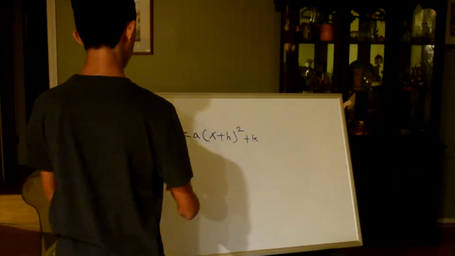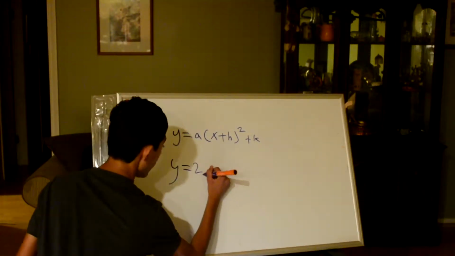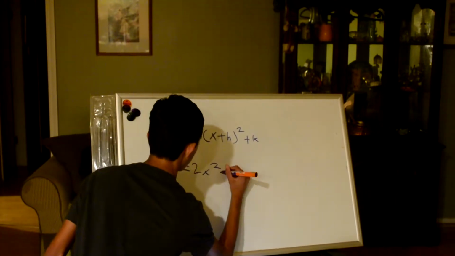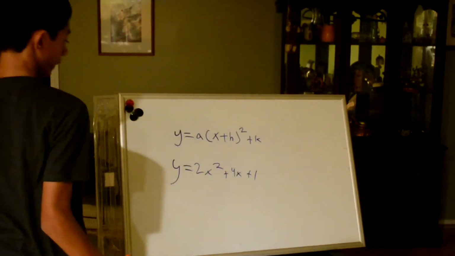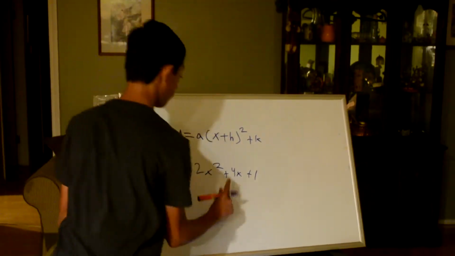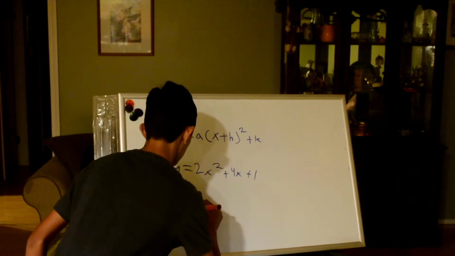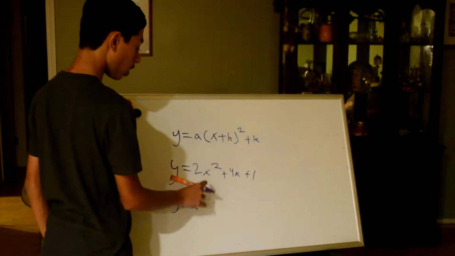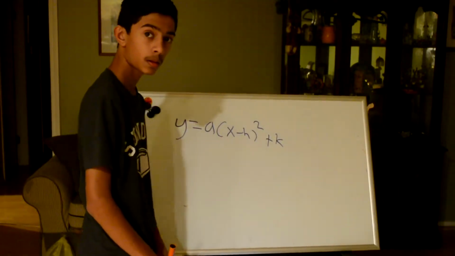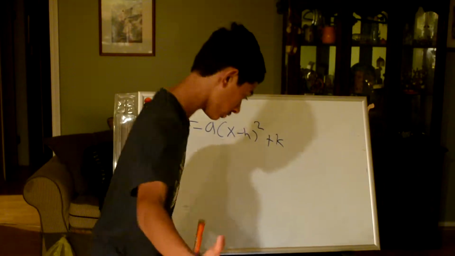Another example would be, let's say, y equals 2x squared plus 4x plus 1. The formula for a parabola is y equals x squared. So y equals 2x squared is similar to that. But first, I need to remind you what a square is. Actually, it's a perfect square.